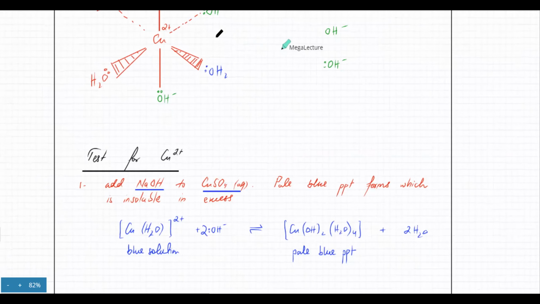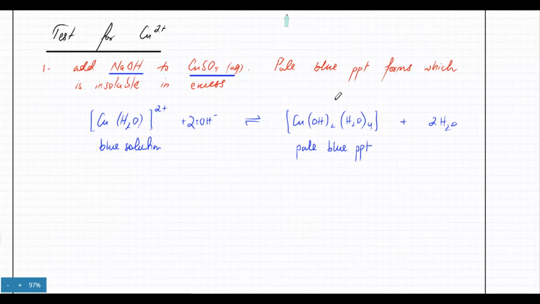So at the end of the day, the most probable complex ion that's formed is copper with two OH ions and four water molecules. So you have to write this explanation that this is what happens when NaOH is added to copper sulfate when you're testing for copper ions and why a pale blue precipitate forms.